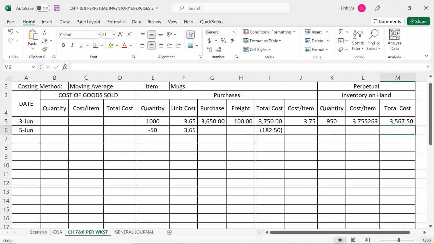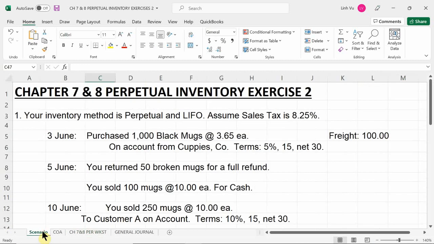Okay. So that's how you could solve that one, any way that you want to solve it. As long as you get that there are only 950 units left, costing a grand total of $3,567.50. That's the most important thing there. And then of course the cost per item, since we're using LIFO, is also going to change. All right, so let's see what happened next.